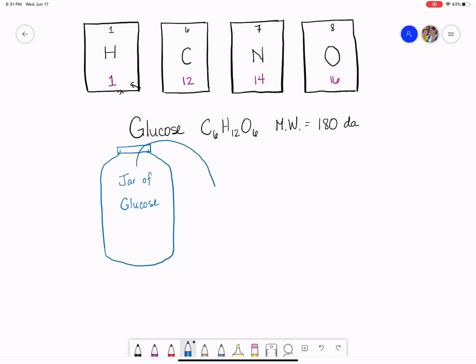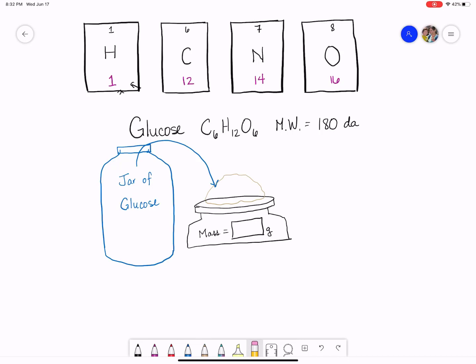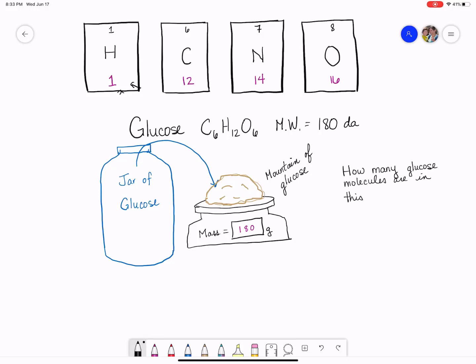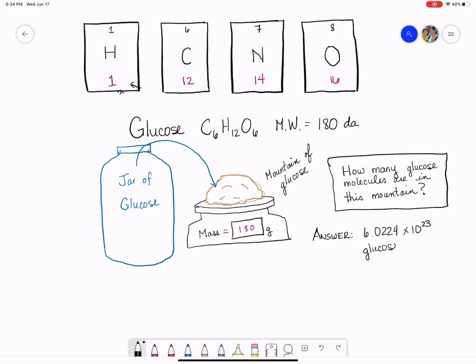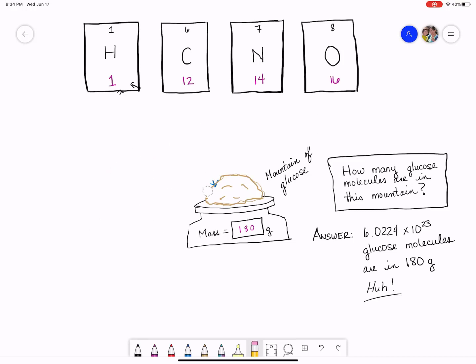Now, I can order glucose in a big jar. Let's say that I do, and I weigh out 180 grams of glucose. Again, that's the same weight in grams as the molecular weight. It turns out that the number of glucose molecules in 180 grams of this particular substance, glucose, is 6.02214 times 10 to the 23rd power. That's how many glucose molecules would be in 180 grams.